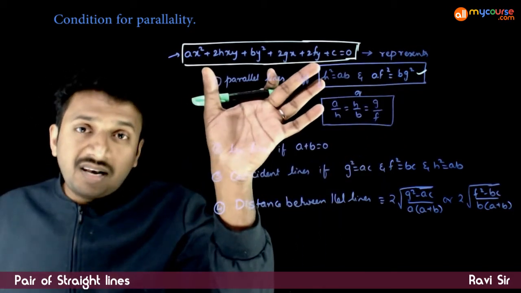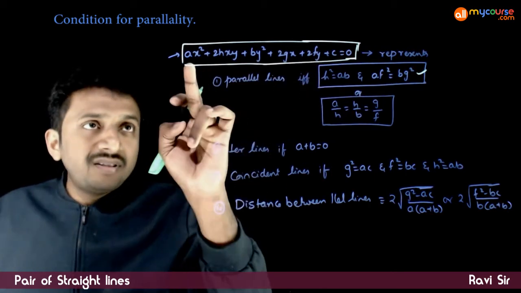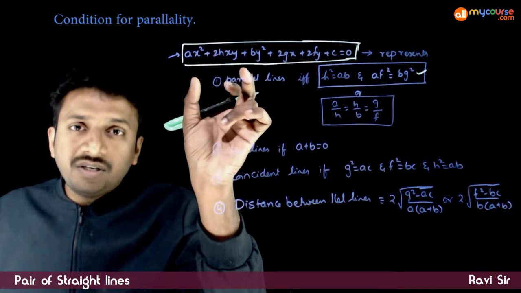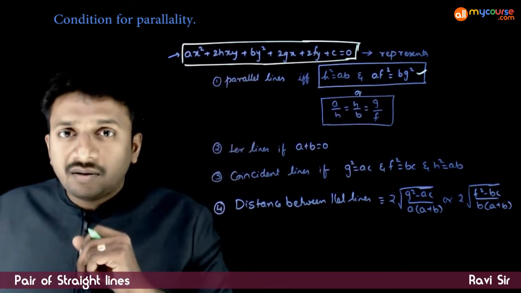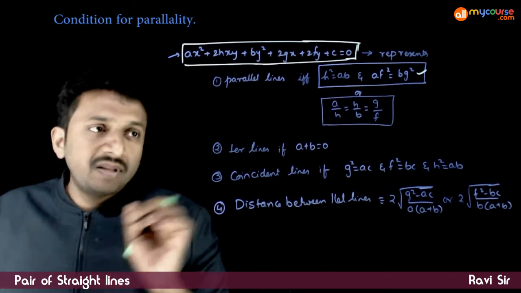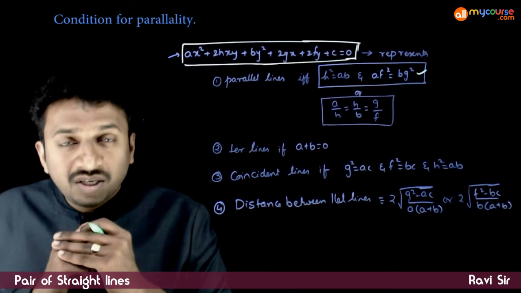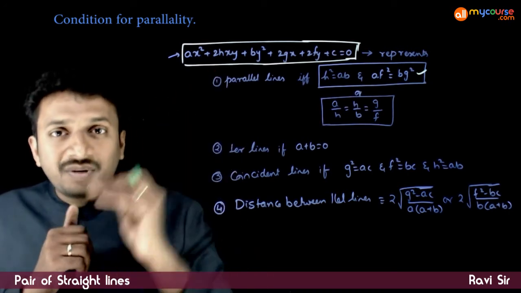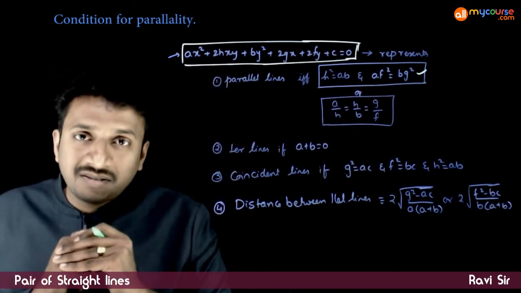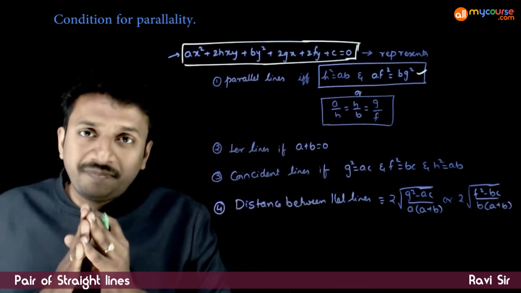And these lines represent perpendicular lines if the sum of x square coefficient and y square coefficient is equal to 0. The sum of x square coefficient plus y square coefficient is equal to 0 implies these represent a pair of perpendicular lines. Apart from this, delta should also be equal to 0 obviously.